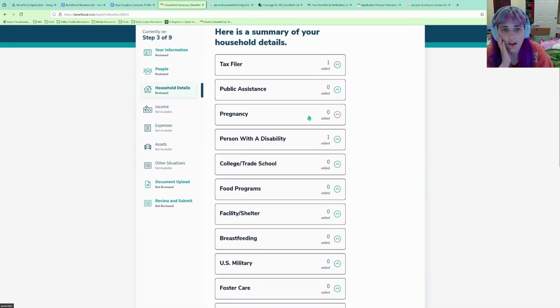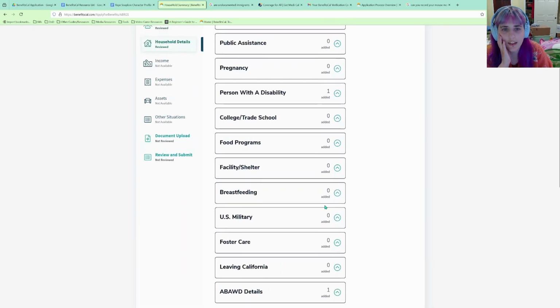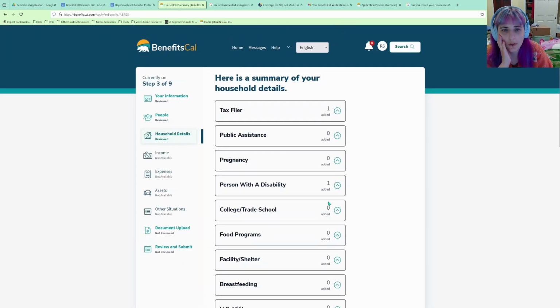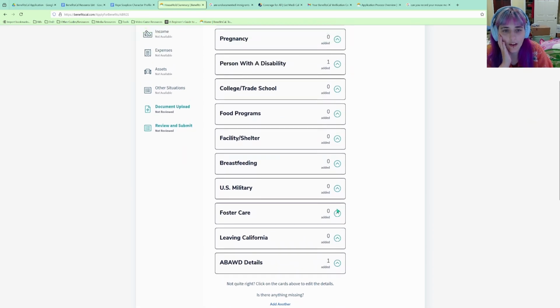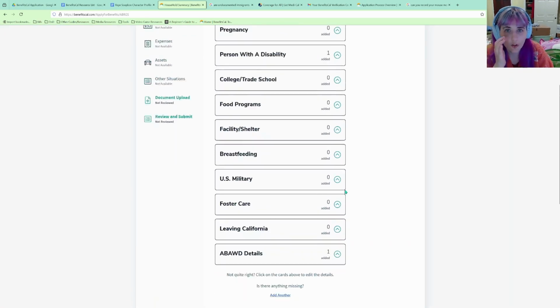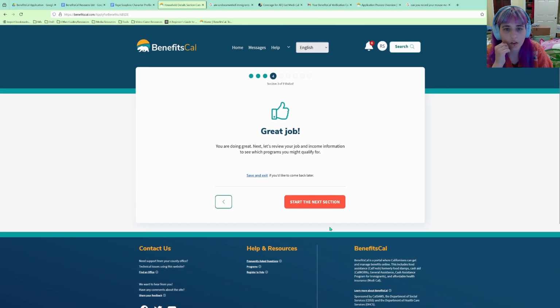Here's a summary of your household details. Nice that they give that. It looks like they definitely made some updates to this application actually, so I'm just experiencing that with you. Everything looks right to me. Definitely go over and make sure everything looks right to you on your end, and we'll go to the next section.